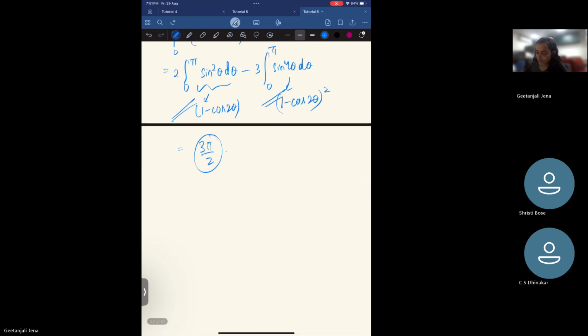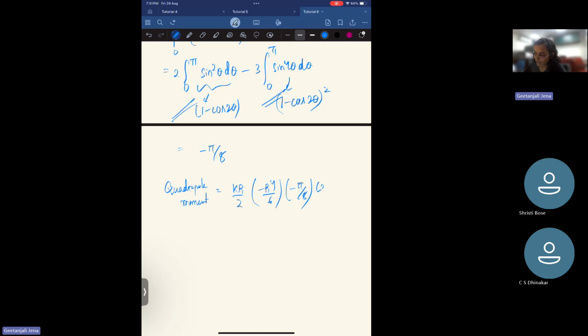So I think the total we'll get is minus pi by 8. So the quadrupole moment is 3 r by 2 r^4 by 6 minus pi by 8 and 2 pi. We have k I square, or 5 by 48.